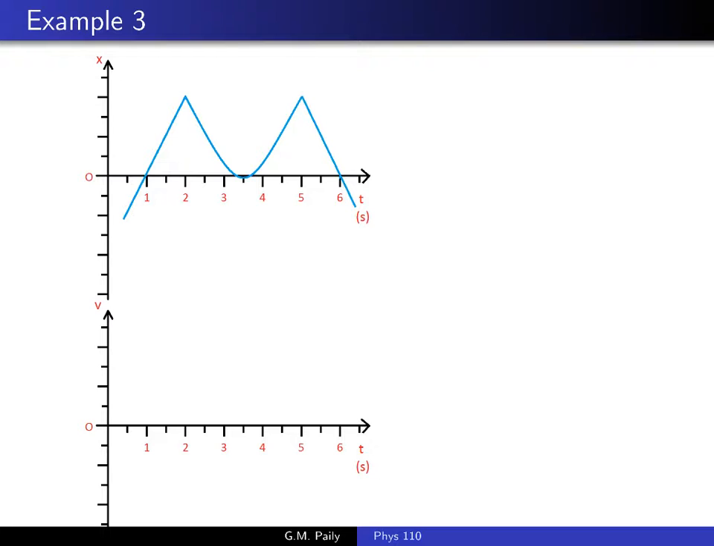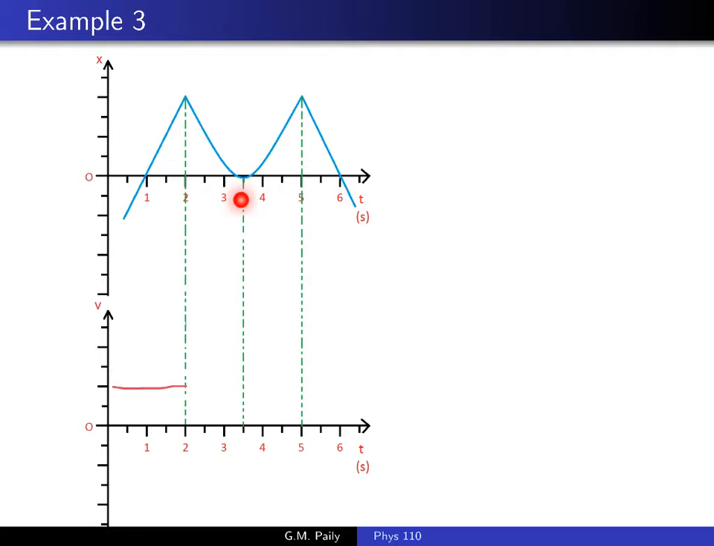Once again, we draw the drop lines. And now we try drawing the v versus t graph. And so, in this first region, x is a linear function of t, and so v will be a constant. And we can see that the slope here is positive and constant, and so the value here is positive and constant.